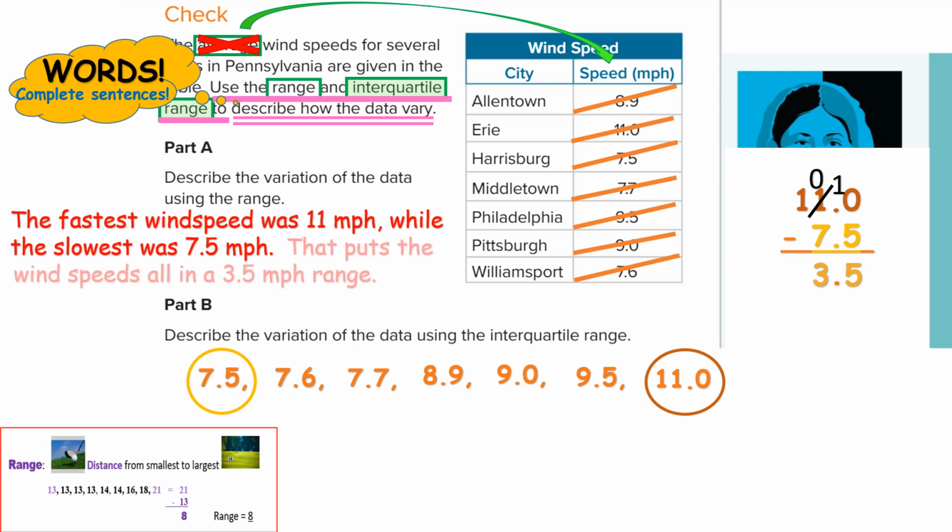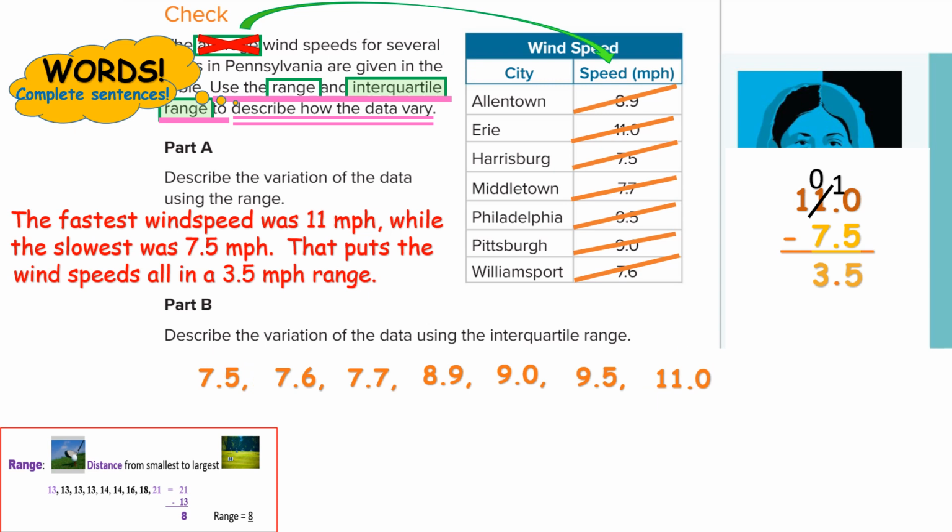Now I have to actually give the range in a sentence. I can make a complex sentence and put it in there and make one big sentence, or just have two of them. But then I have to tell in words what the range is. So that puts the wind speeds all in a 3.5 mile per hour range, because once again, I subtracted the highest and the lowest and got 3.5.